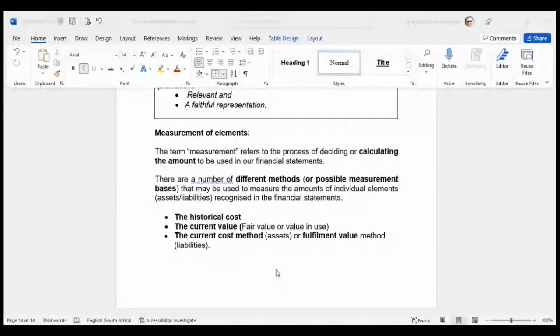specific element. Let's say it's property, plant, and equipment or financial assets. They will also give you guidelines regarding the recording thereof. They will give you recognition criteria over and above these we find in the conceptual framework. Then, ladies and gentlemen, they will also give you various measurement criteria. How do you actually measure that specific item in your financial statements?